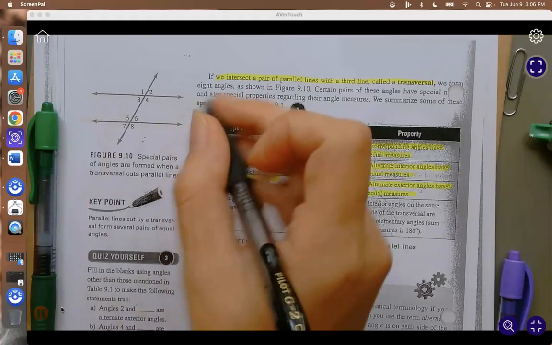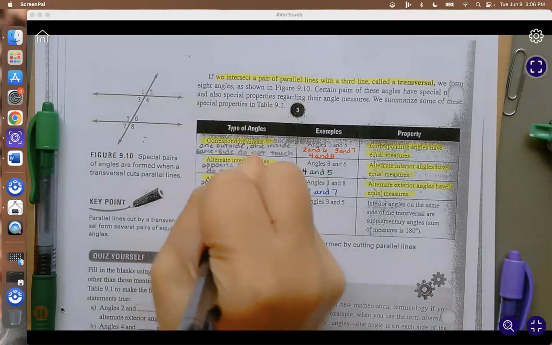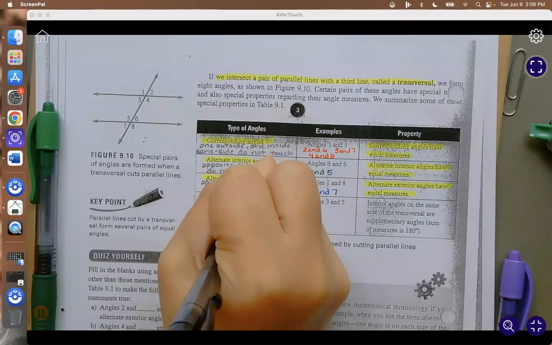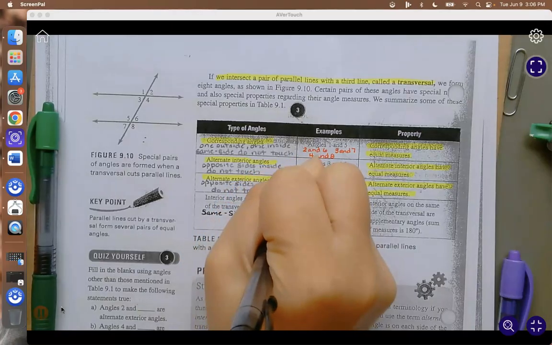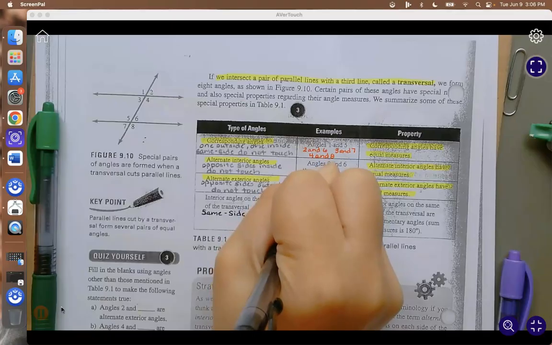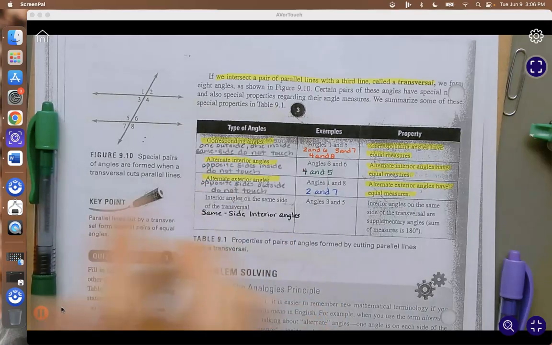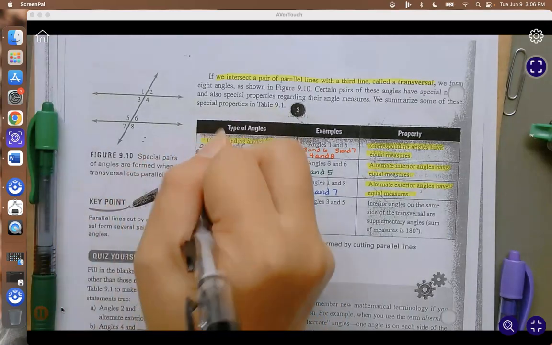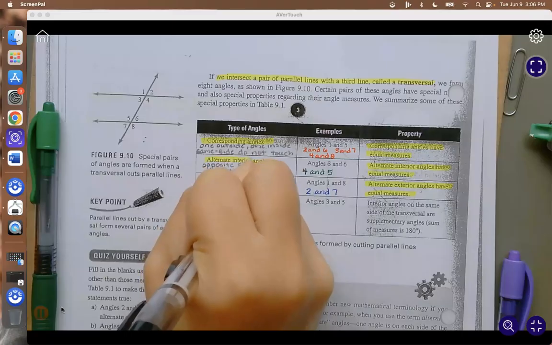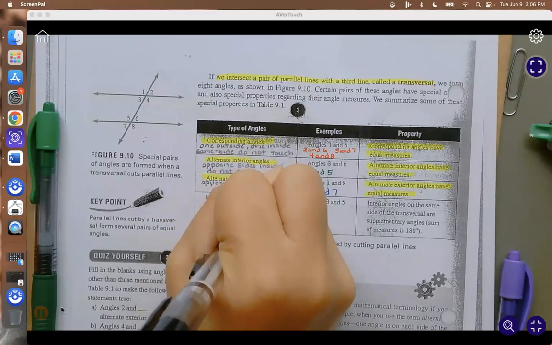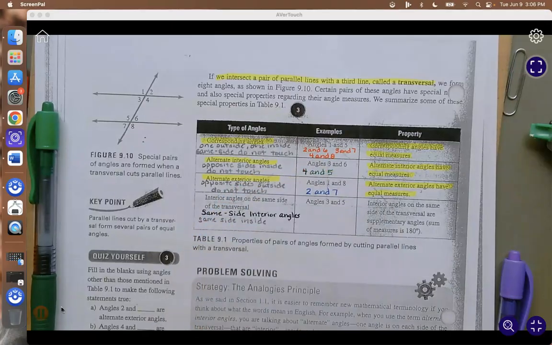When I learned it, and when every other textbook I've ever looked at, they call them same inside interior angles. Why they wouldn't call that now, with it being alternate interior, this should be same side interior, which means same side inside, okay? Same side and inside.